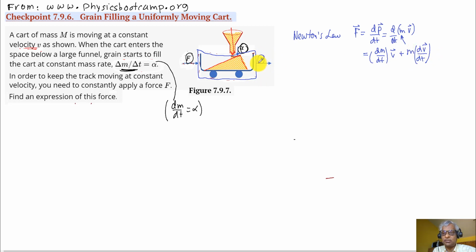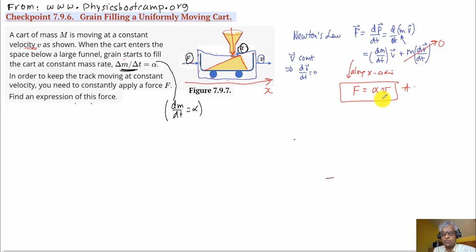So in our case, acceleration would be 0. V is constant, which means dv/dt is 0, and so this term will be 0. So force will be this, and because we are just looking at one direction, say the x-axis, it just becomes the magnitude of this force F, and dm/dt is alpha, and speed is v. So that's the answer.